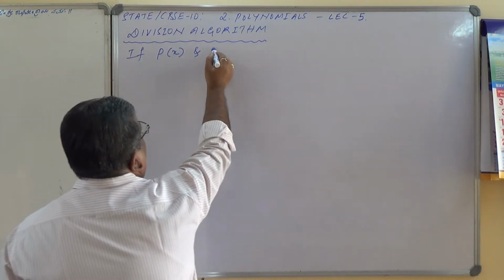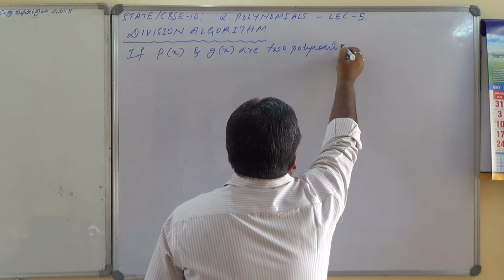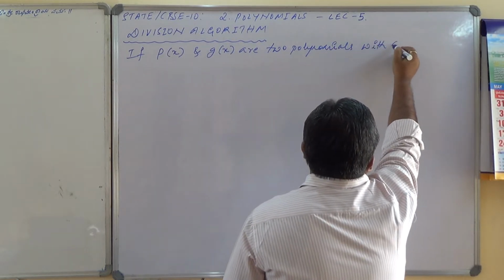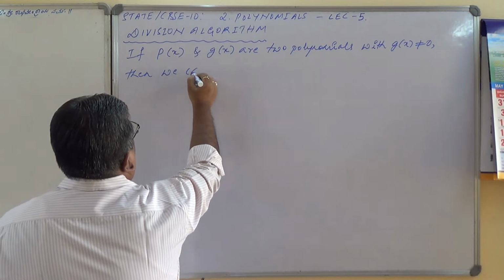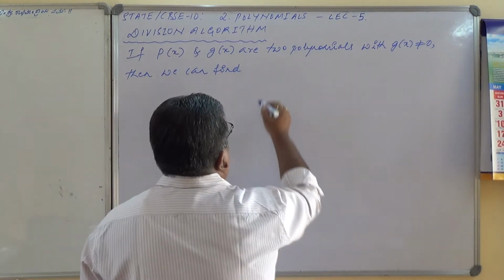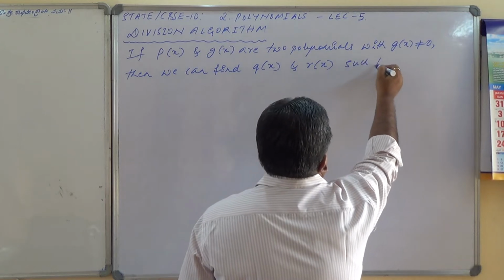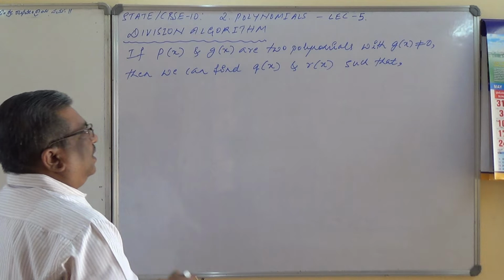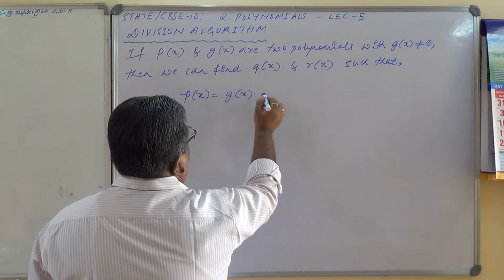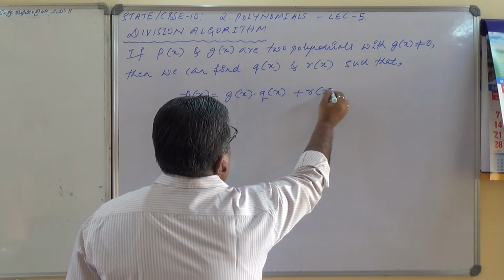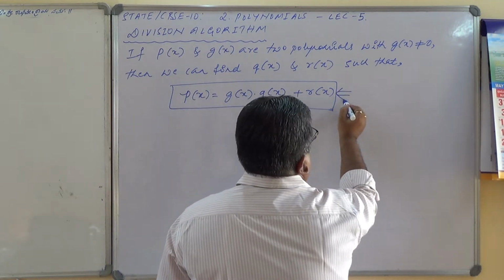If p of x and g of x are two polynomials, with g of x not equal to 0, then we can find q of x and r of x such that p of x equals g of x into q of x plus r of x, and this is called division algorithm.